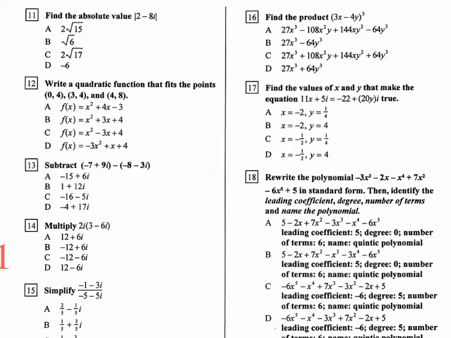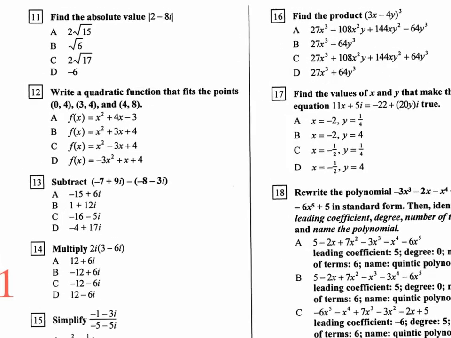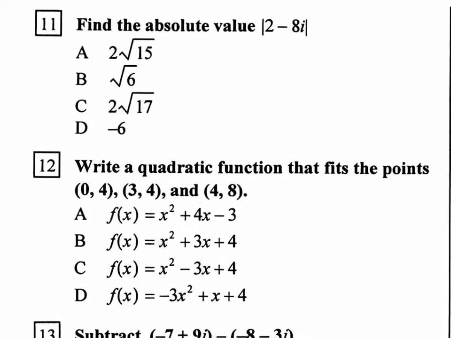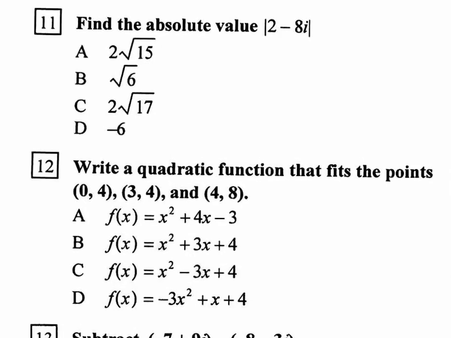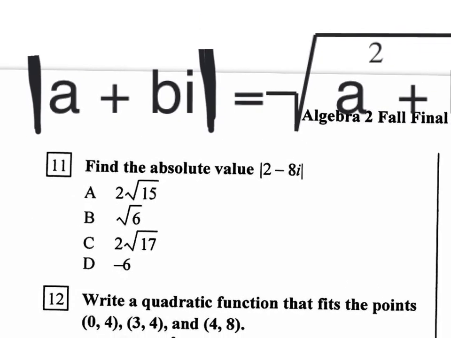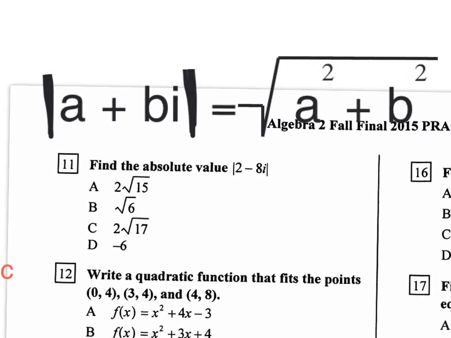We're on number 11 of the practice final. Ladies and gentlemen, when we focus in on number 11, you need to know something. You need to know the formula for finding the absolute value of a complex number. If you don't know this formula right here, it's over, right? You need to know this formula. The absolute value of any complex number a plus bi will be the square root of a squared plus b squared. All right? So you need to keep that in mind.